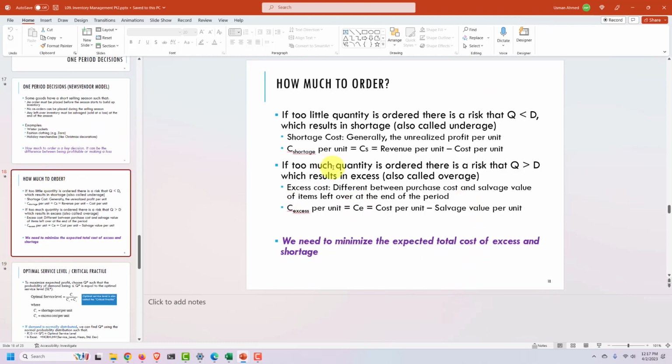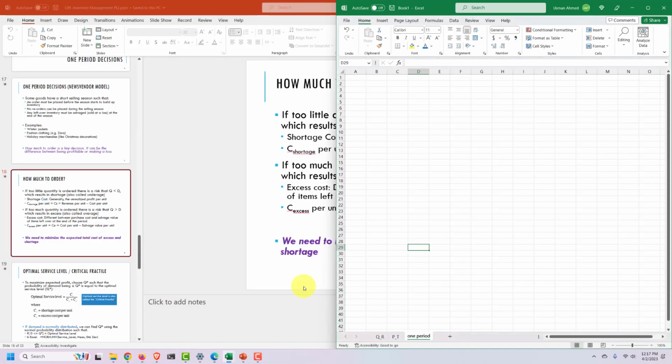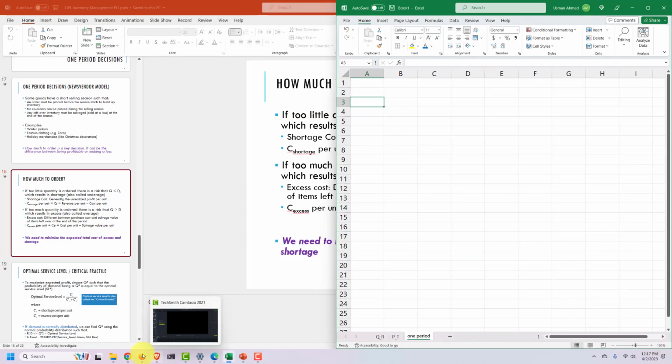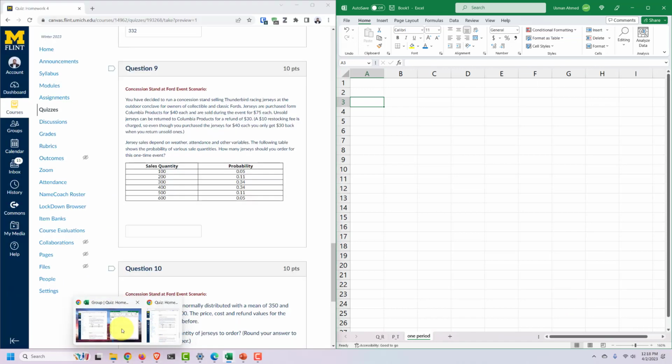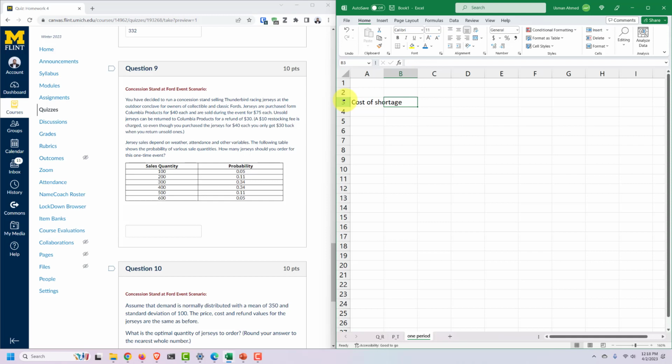So let's do that. Let's calculate cost per shortage and cost of shortage, CS per unit. If there's 1 unit of shortage, what's the cost, and cost of excess for 1 unit? Okay, so CS is easy. It's revenue minus cost. Okay, and this is question 9. So we have cost of shortage, CS.